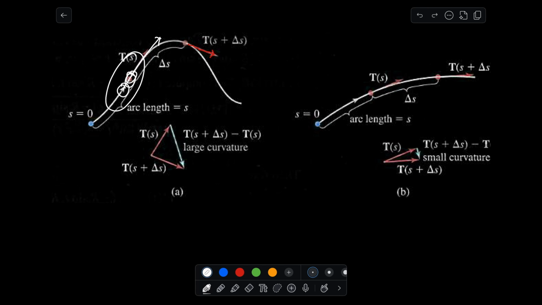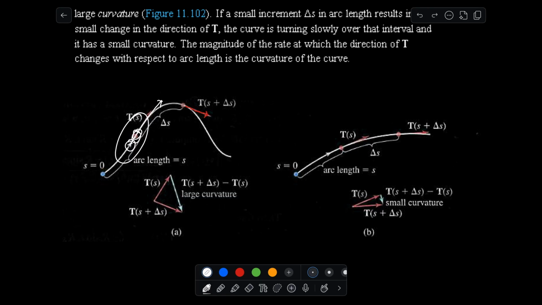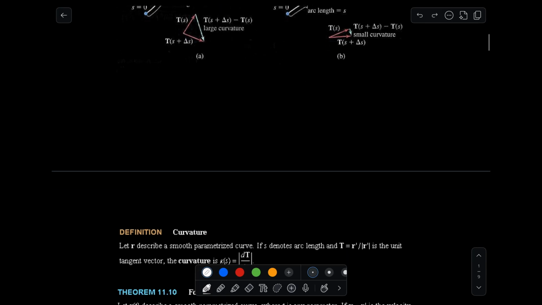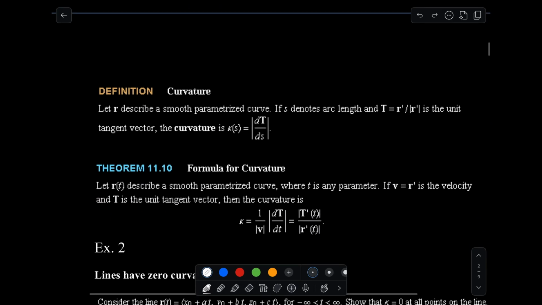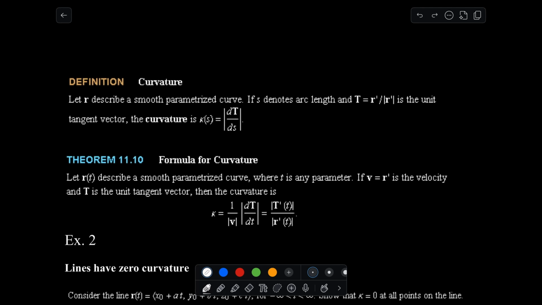And you can think of that as a type of acceleration along the curve, but it's actually something a little bit different because it's not referring to the change in your distance. It's referring to the change in your arc length. It's generalizing that to all curves. And we have the definition right here, where we have r describing a smooth parametrized curve. If s denotes arc length and T denotes r prime over the magnitude of r prime, just the unit tangent vector, the curvature kappa of s, is a function of s, equal to this.